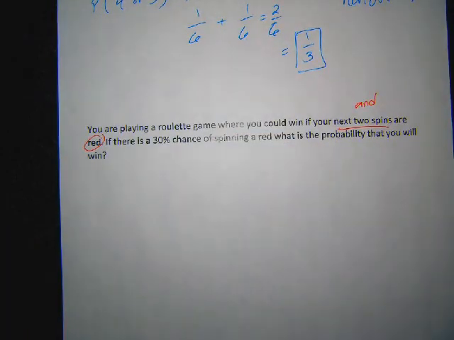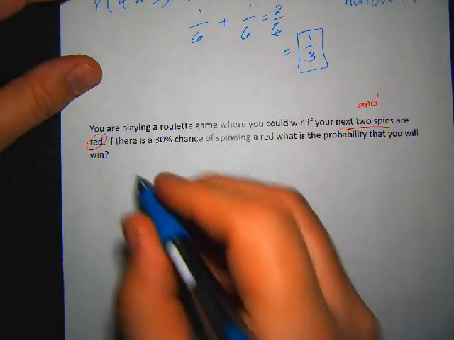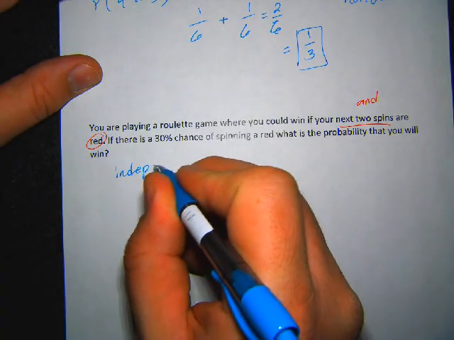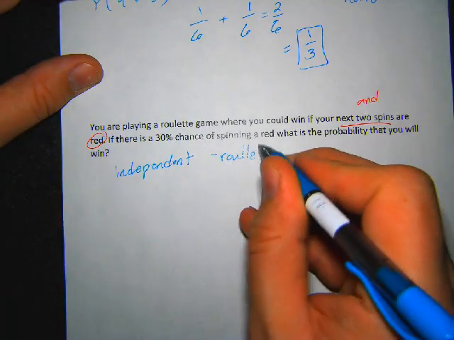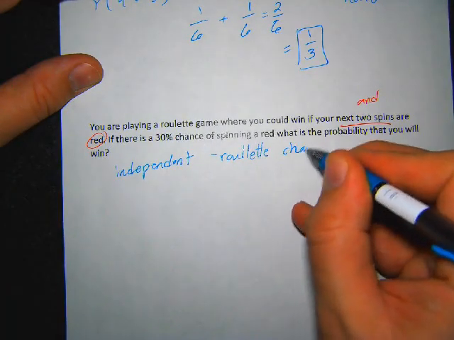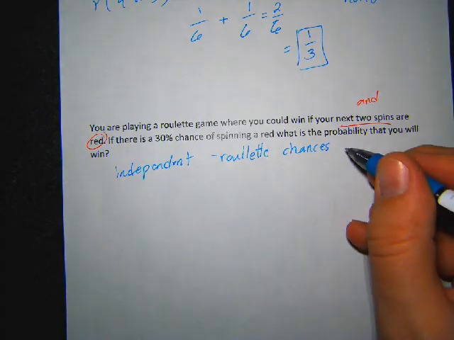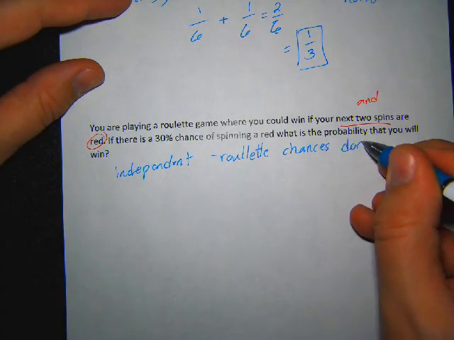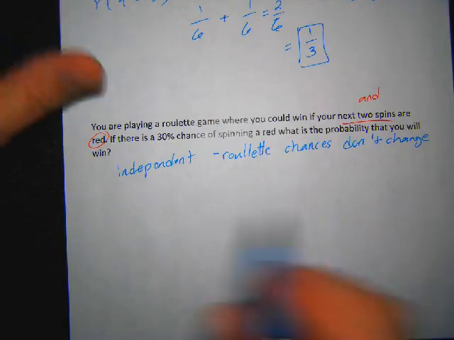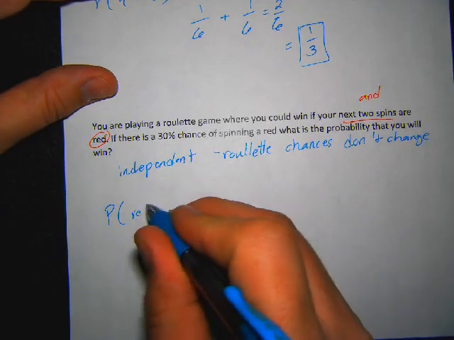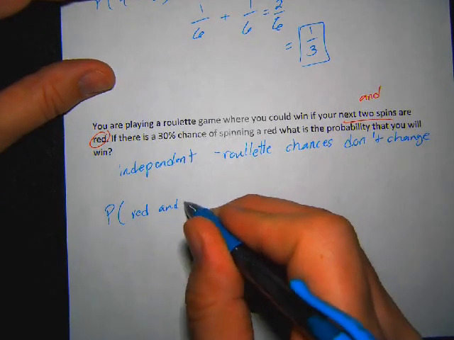So AND probability is all about having 2 different things happen, and they both have to come out a certain way. I'm doing 2 spins, and they both have to come out certain ways. That's why this is an AND probability. This is definitely independent, because spinning a roulette wheel, the roulette wheel does not change chances. So it doesn't matter what I got on this spin, I'm not going to change the next spin. So since the chances don't change, it's independent, we're just going to find the probability of the first one being red, and find the probability of the second one being red.